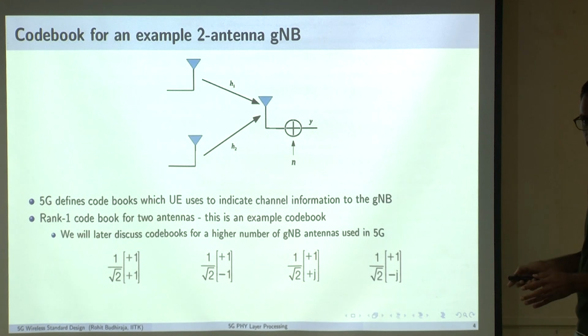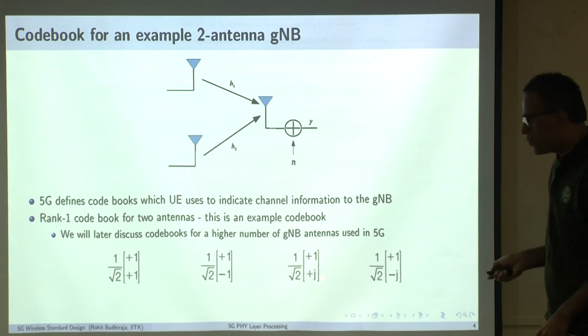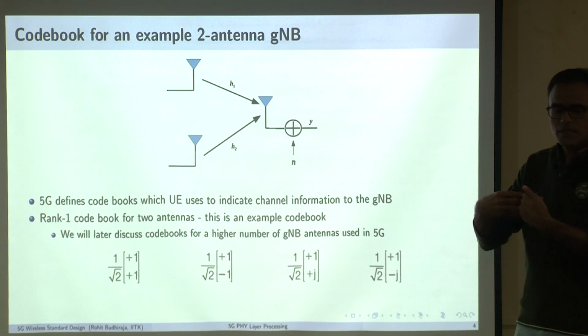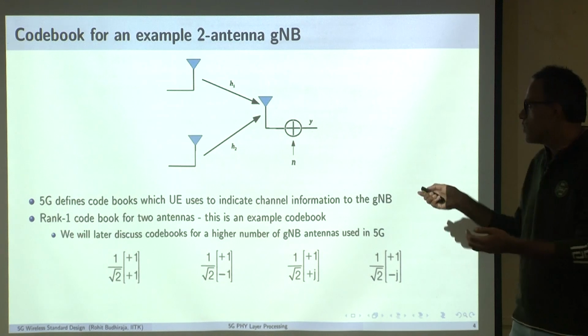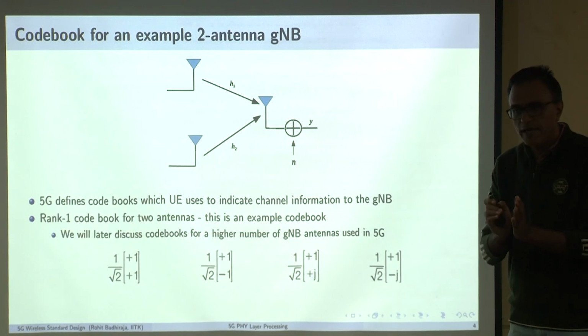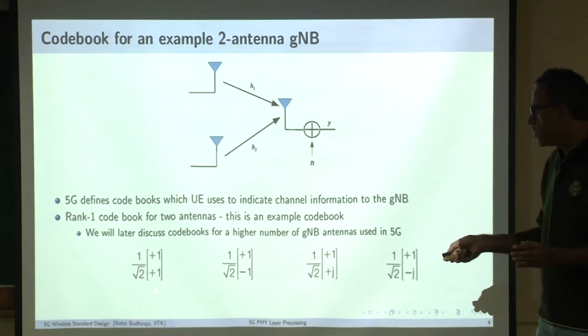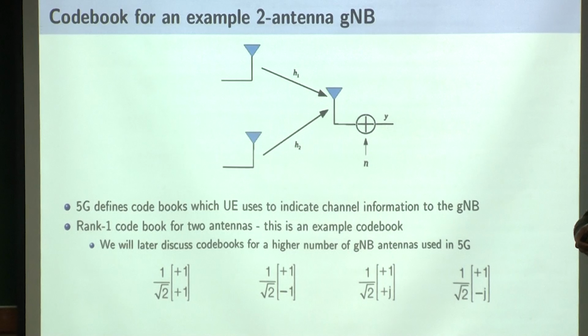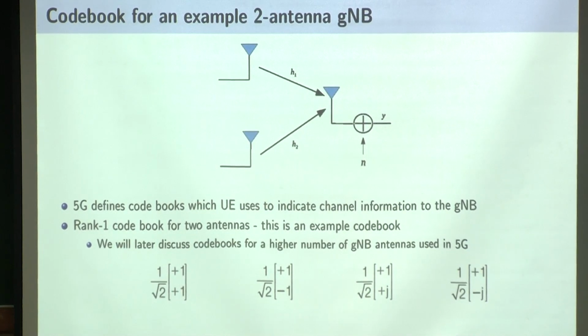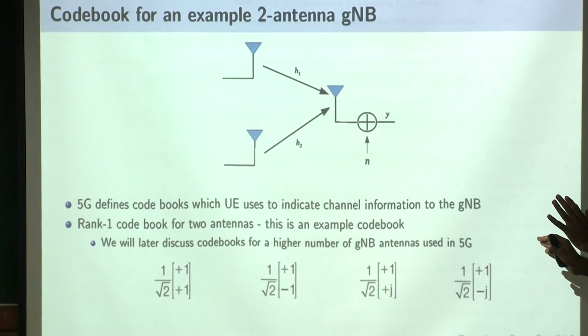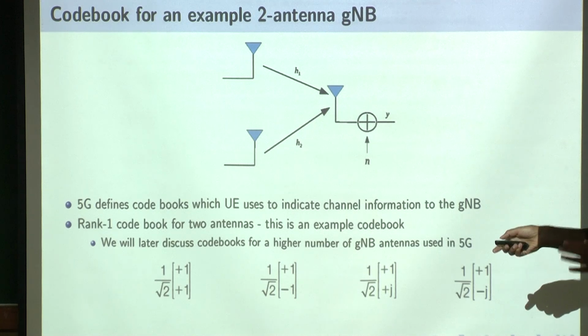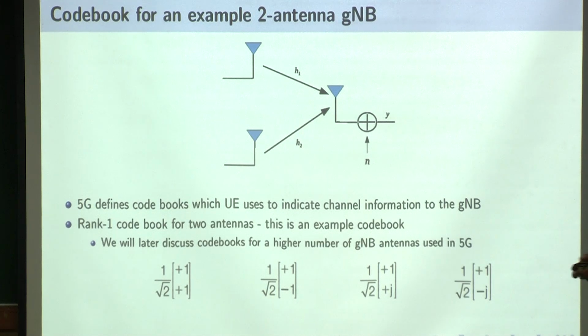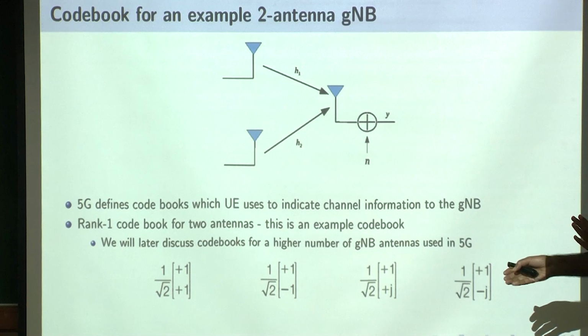What am I saying? That this is the code book which the UE will use to indicate what channel it is observing. The UE will use one of these entries to indicate back to the base station what its channel is. How does it do that? I will tell you which code book entry it will use to indicate the channel. There are 4 different entries, and the UE has to pick one of these entries to indicate what its channel looks like.